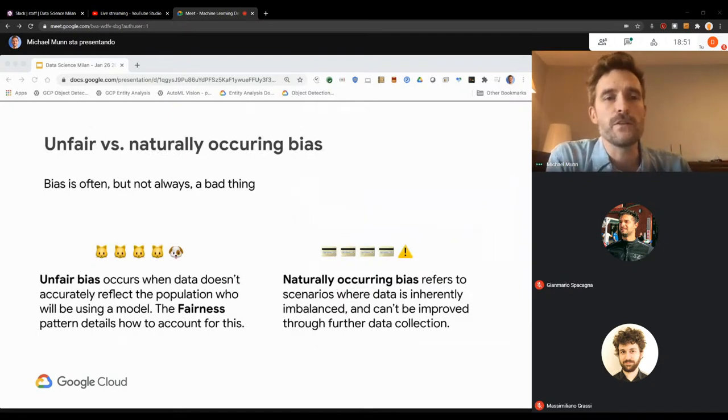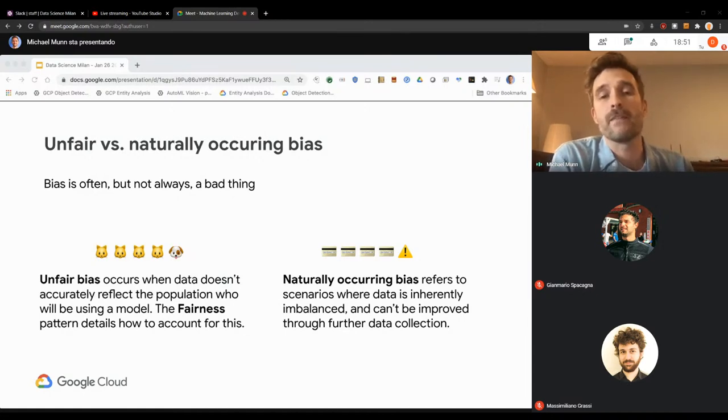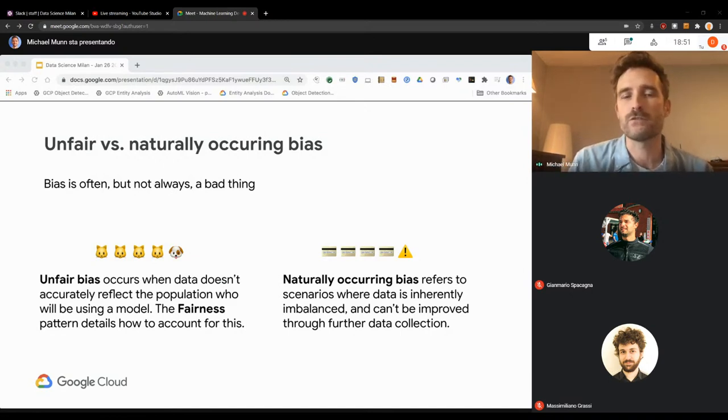Sometimes the problem with this is it leads to bias in training your model. And you have to be conscious of unfair bias versus naturally occurring bias. Bias is often, but not always, a bad thing. You can have bias in your data set because it's naturally occurring. Anomalies occur very infrequently, and so your model will be biased to predict things as being non-anomalous.